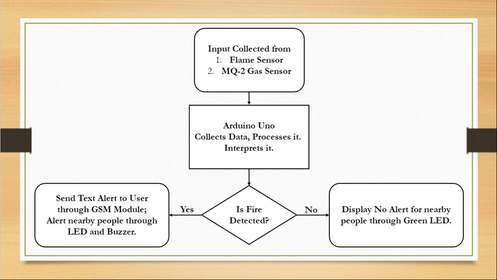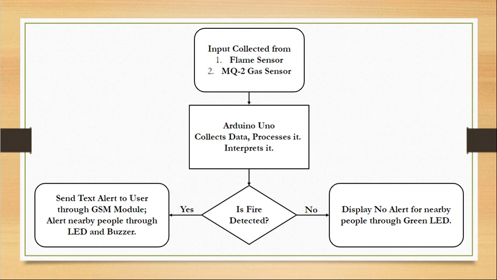So first of all, the input is collected from the sensors. The two sensors that we used are the flame sensor and MQ2 gas sensor. The Arduino Uno collects this data, processes it and interprets it. Now, if a threshold is not crossed, then the fire is not detected and no alert will be displayed, and nearby people will just see the green LED.